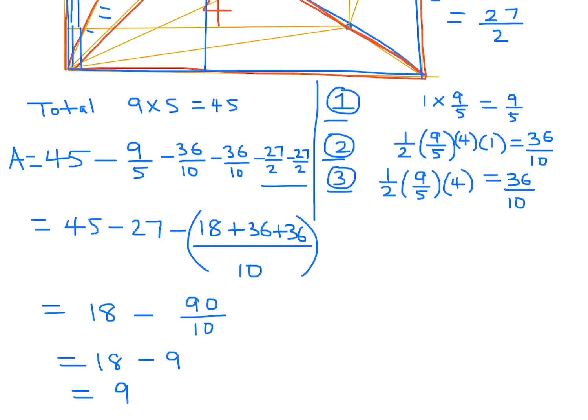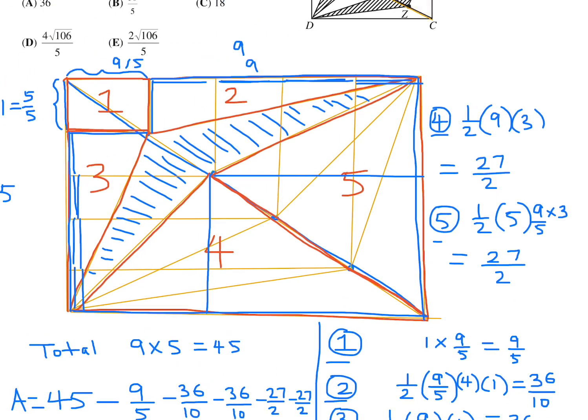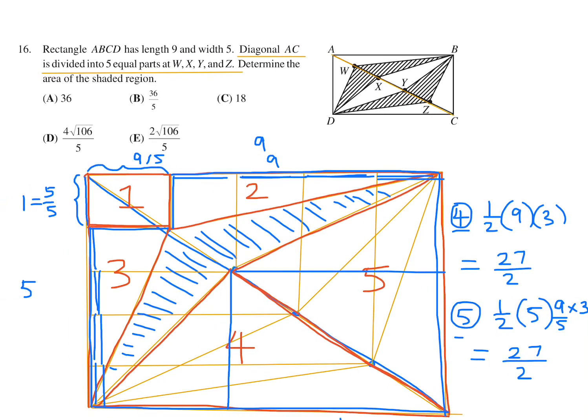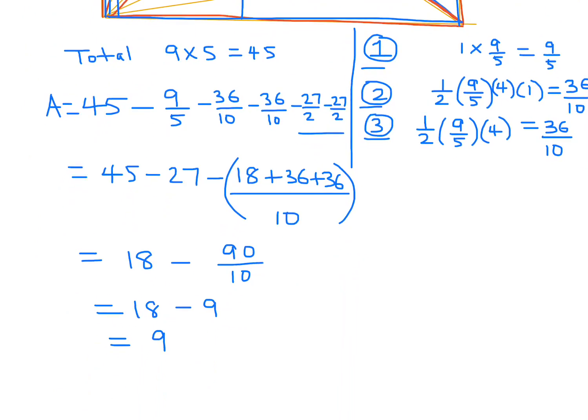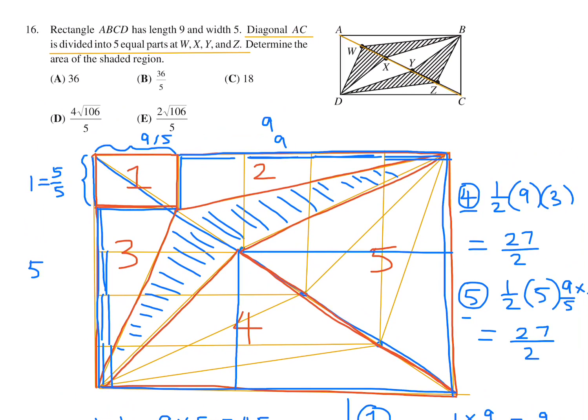All right. Remember, that's the area of this shaded region. But the shaded region here is double that. They've got 2 of those. So we just take our final answer and multiply it by 2. So 9 times 2, which is 18. So the answer is C for number 16.